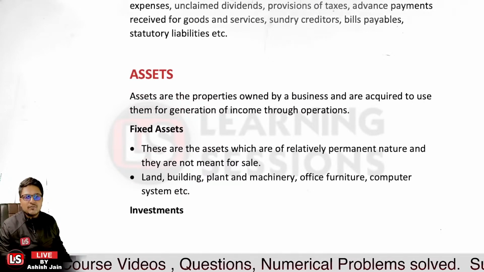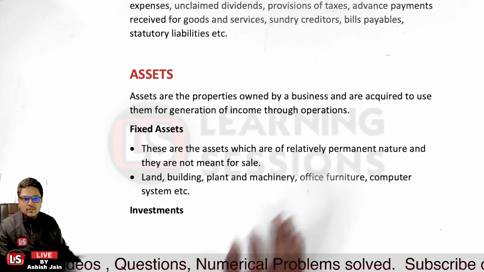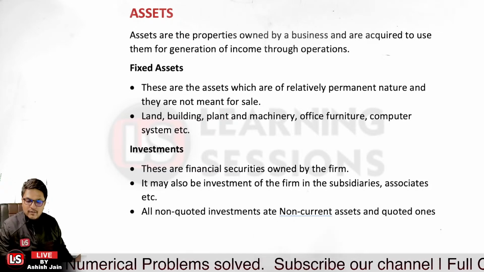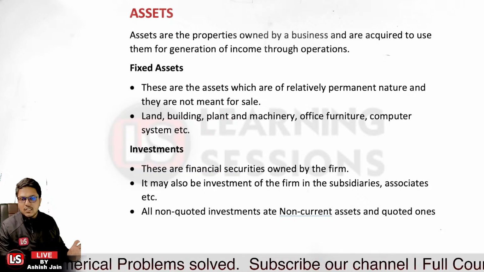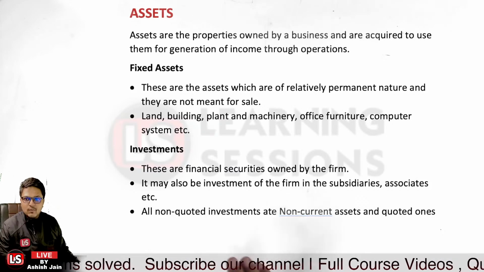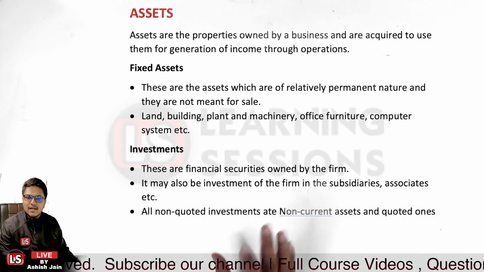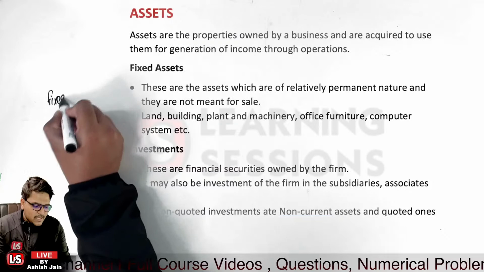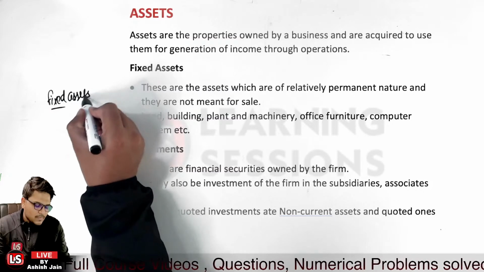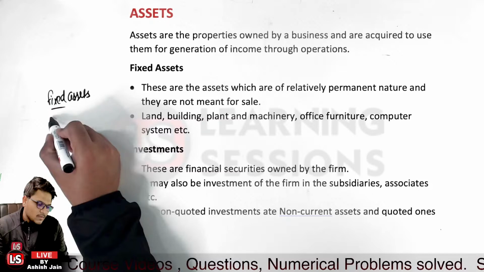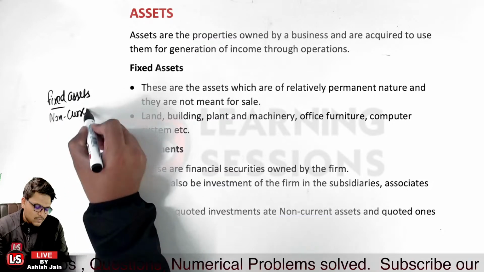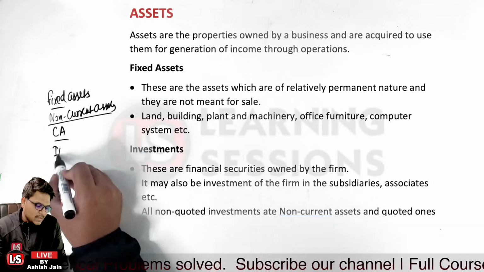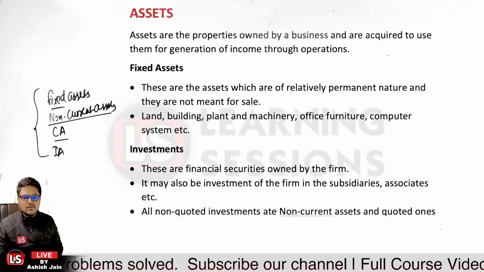Then on the asset side, we already categorized the fixed assets. Further, we have the investments, like securities in which you have invested the amount. If those are not quoted, that will be forming the part of the non-current assets. I already categorized the asset side for you as fixed assets, non-current assets, current assets, and intangible assets. So these were the categories.